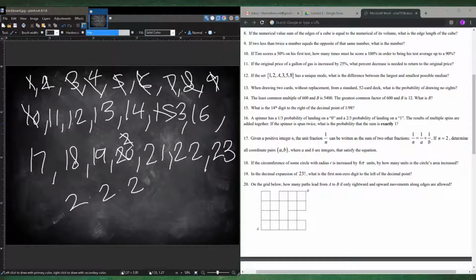11 times 12 is 132. Cross this out. That makes another 2. 13 times 14 makes a units digit of 2. A lot of these are units digit 2, I guess. 15 times 16 is 48, okay, so the units digit here is 8. 17 times 18, that's 7 times 8 is 56, so the units digit is 6 here. 19 times 21, units digit is 9. And 22 times 23, units digit is 6.